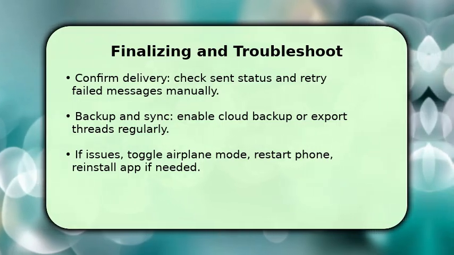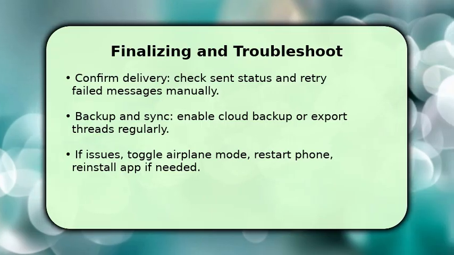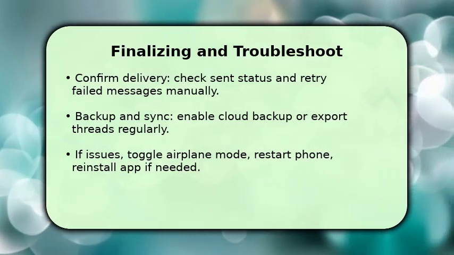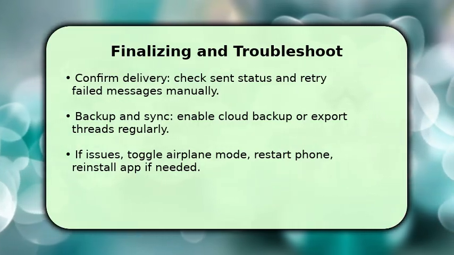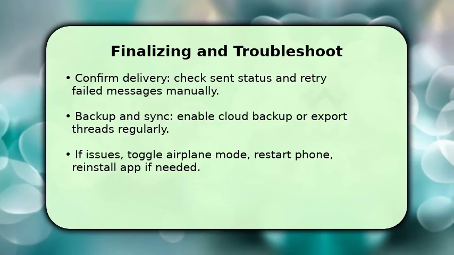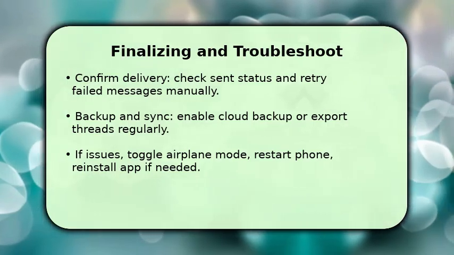If something goes wrong, messages not sending or notifications silent, toggle airplane mode briefly, then restart the phone. If the problem persists, reinstall the app and regrant permissions. One key tip: check.